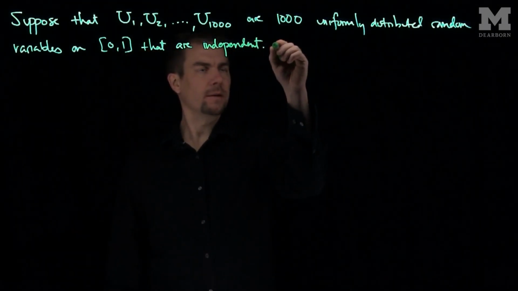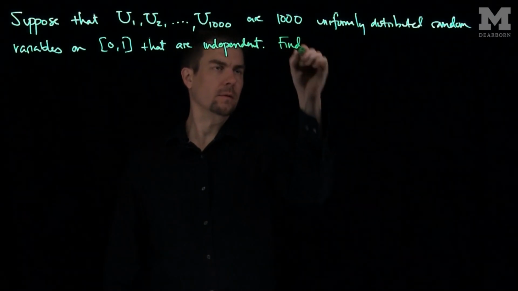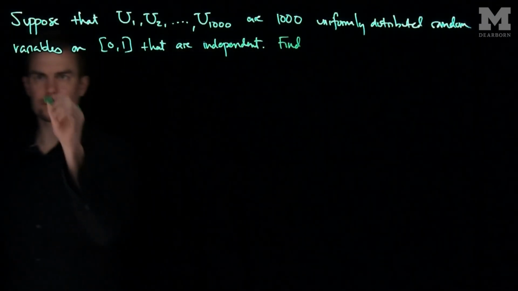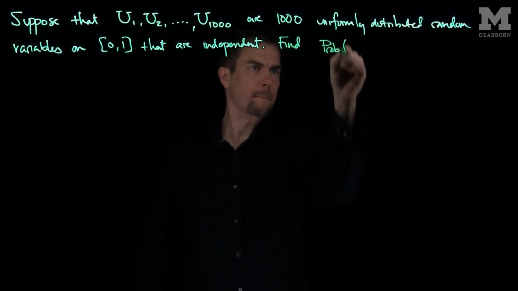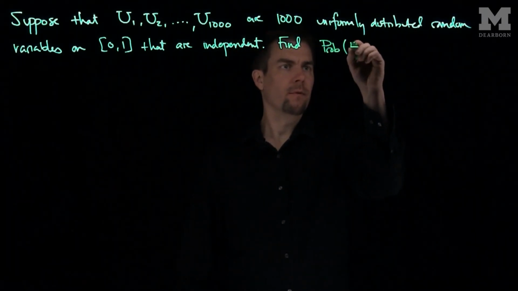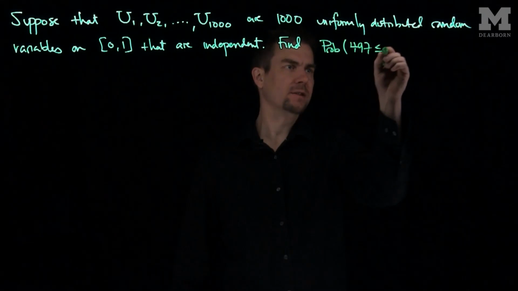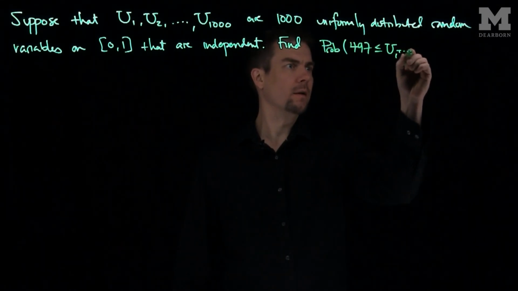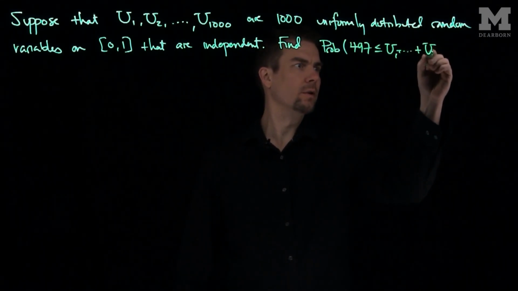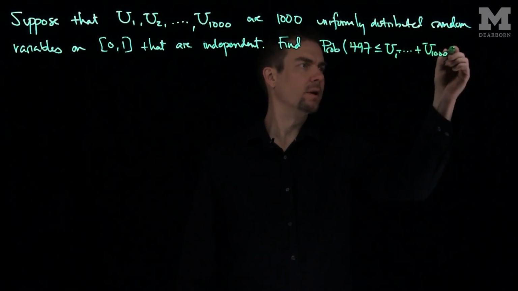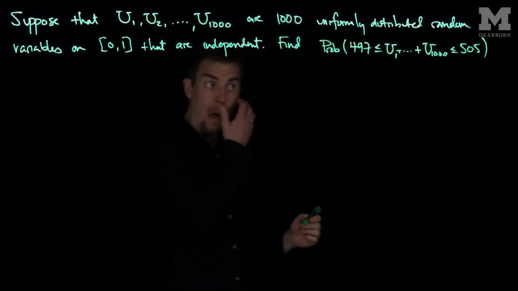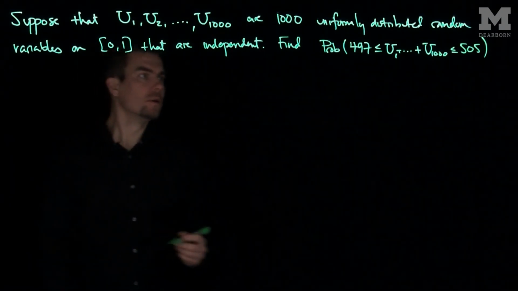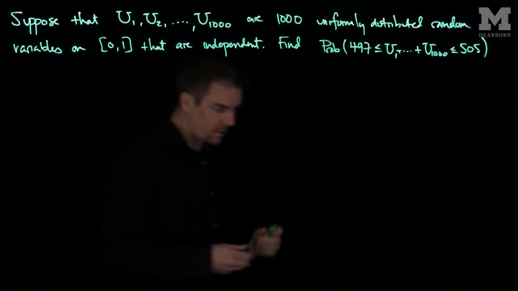Let's find the probability for 497 less than or equal to U1 plus ... plus U1000 less than or equal to 505. So to do this, we recall what the central limit theorem states.